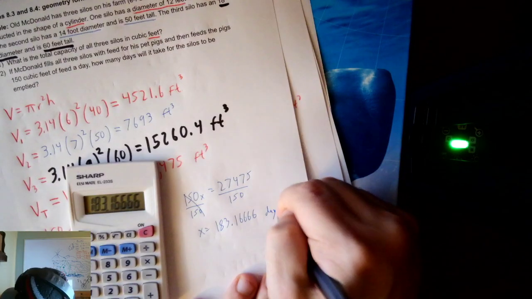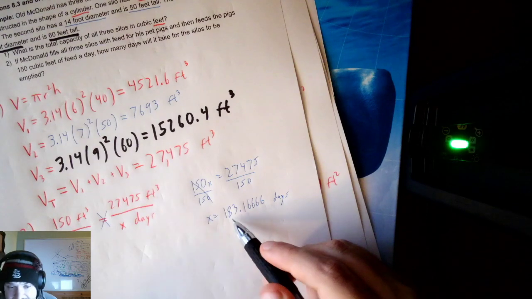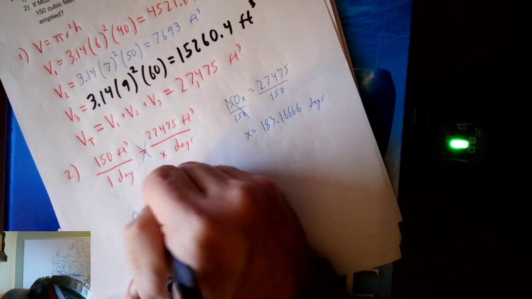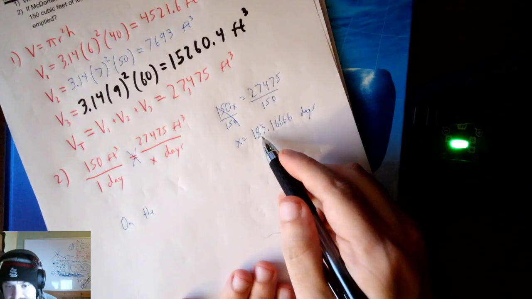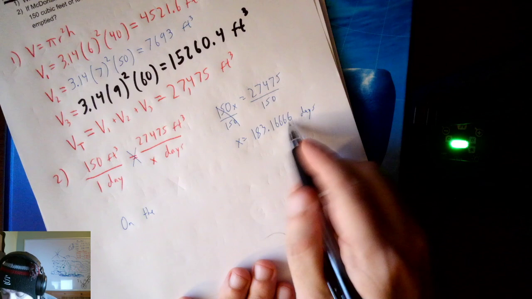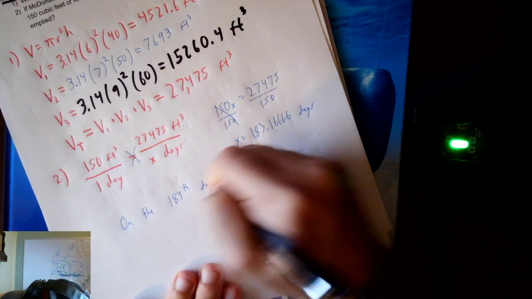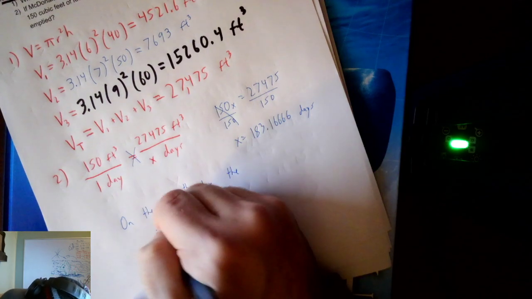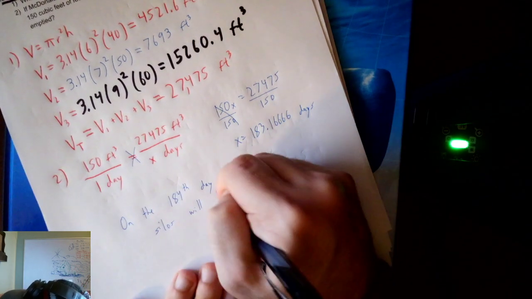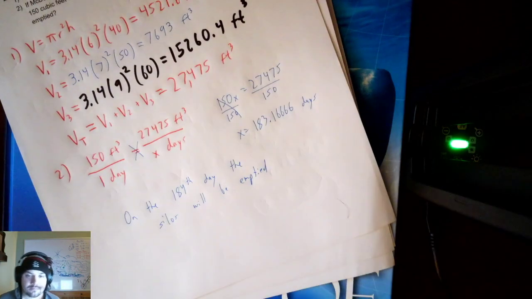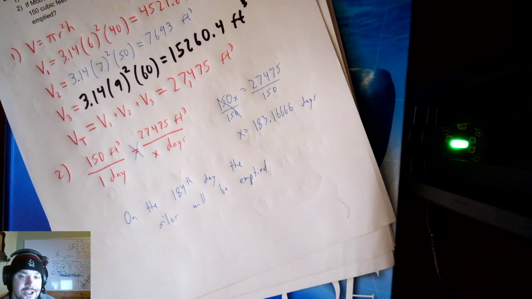days. So, on the 184th day, the silo will be emptied, right? Because after 183 days, I'll only have a little bit left, right, as a decimal. So on the 184th day, the silos will be emptied. So he can feed his pigs for just shy of 184 days. Sometime during the 184th day, his pigs will run out of food, right?